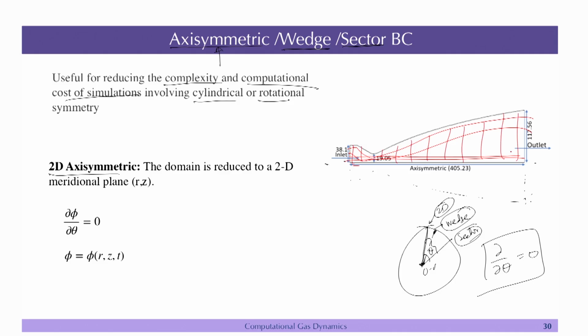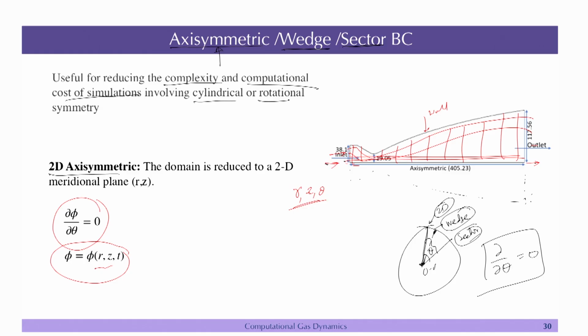You can have some inlet here, outlet here, on top you can have the wall if it is a nozzle, and then at the bottom you can have the axisymmetric boundary condition. There is no variation with respect to theta, and there is no variation in theta here. So basically phi is a function of r and z, and if it is time dependent, then phi of r, z, t. Again, we are talking about the cylindrical coordinate system r, z, theta.